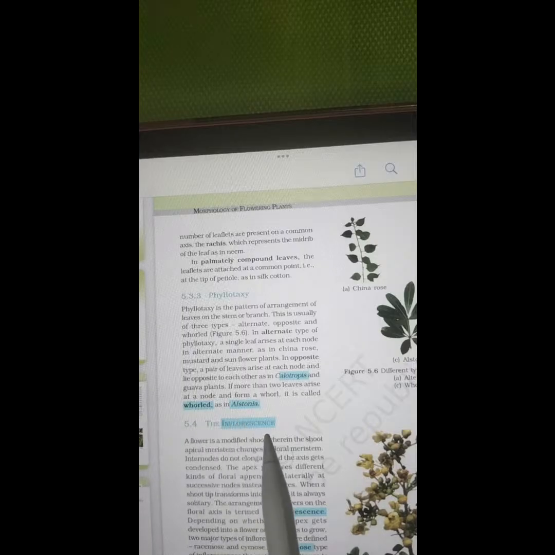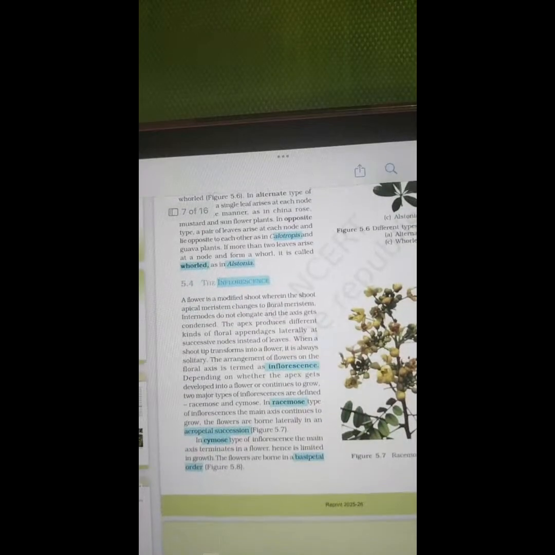Whorled phyllotaxy, sorry. So the next topic is inflorescence, in which we talk about how flowers are borne on the plant. There are broadly two types of inflorescence that you need to study. The students who are preparing for NEET will be studying other types as well. So for class 11 subjective examination for CBSE, you just have to study two, racemose and cymose.